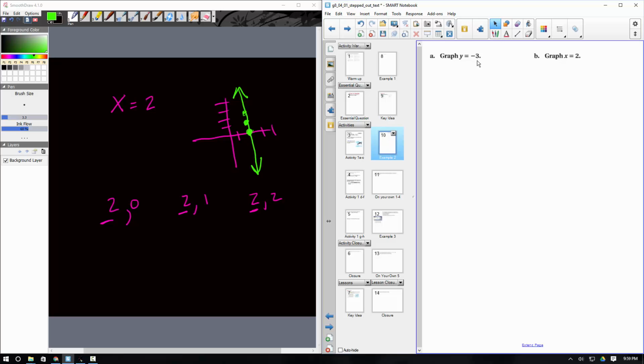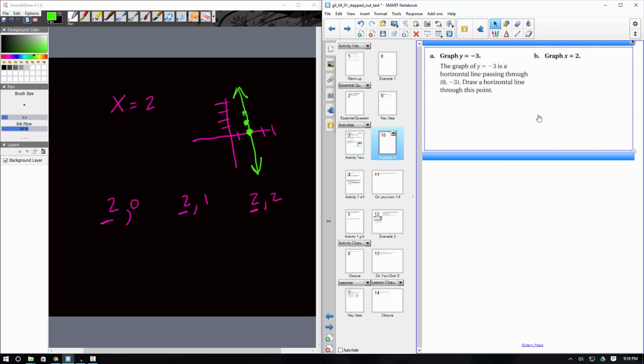So it says graph this, y equals -3. So again, this is a horizontal line at -3. And this is a vertical line at +2. So you can see how that works out.